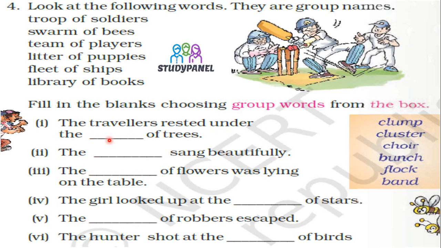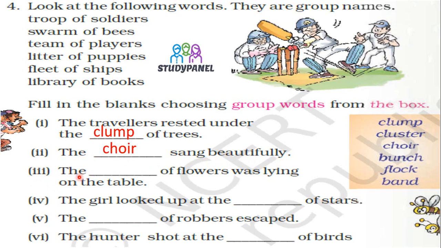The travelers rested under the dash of trees. So here we will use clump of trees, which means a group of trees. Then the second one: the dash sang beautifully. We all know that in our school there is a certain group of students who sing poems. Nowadays it is not possible due to the corona barriers. Otherwise, in our school there is a group of people who always sing prayers on the stage, and the whole school follows them. So what do we call that group? That group is known as choir. So the choir sang beautifully.